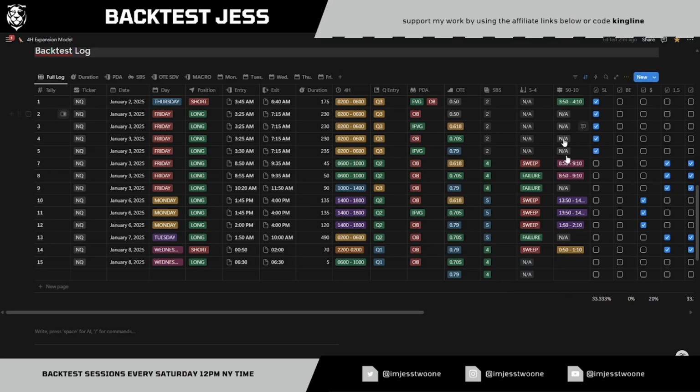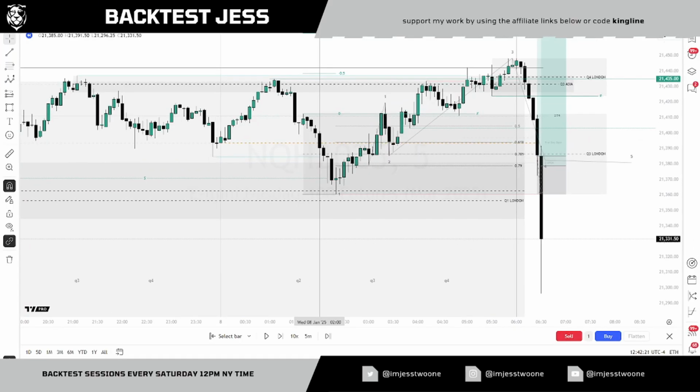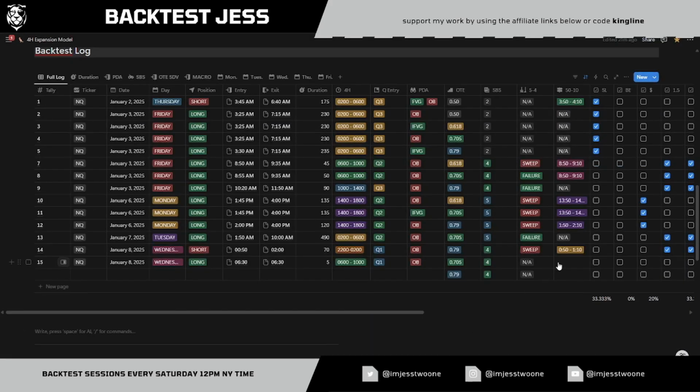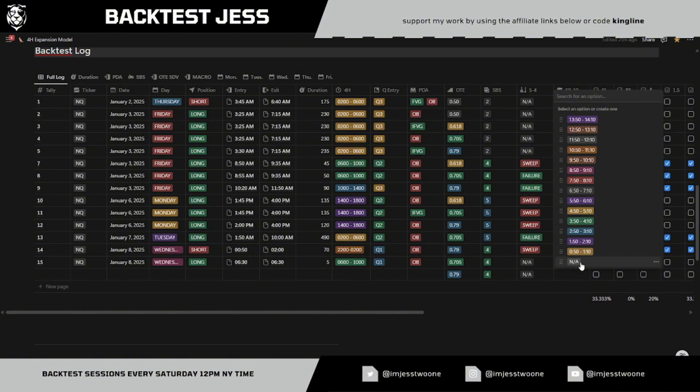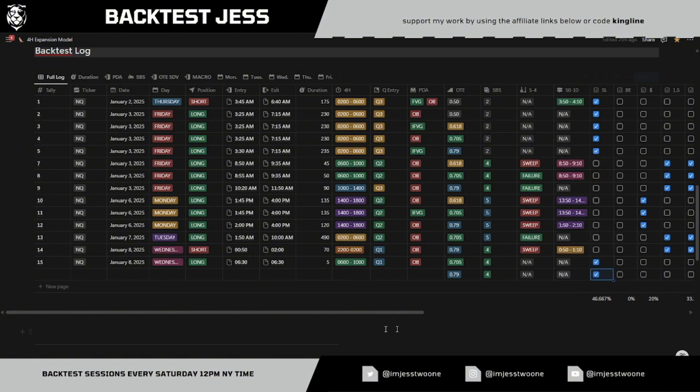It failed. And was it in the macro? Was not in the macro. So both of these hit stop loss right away.